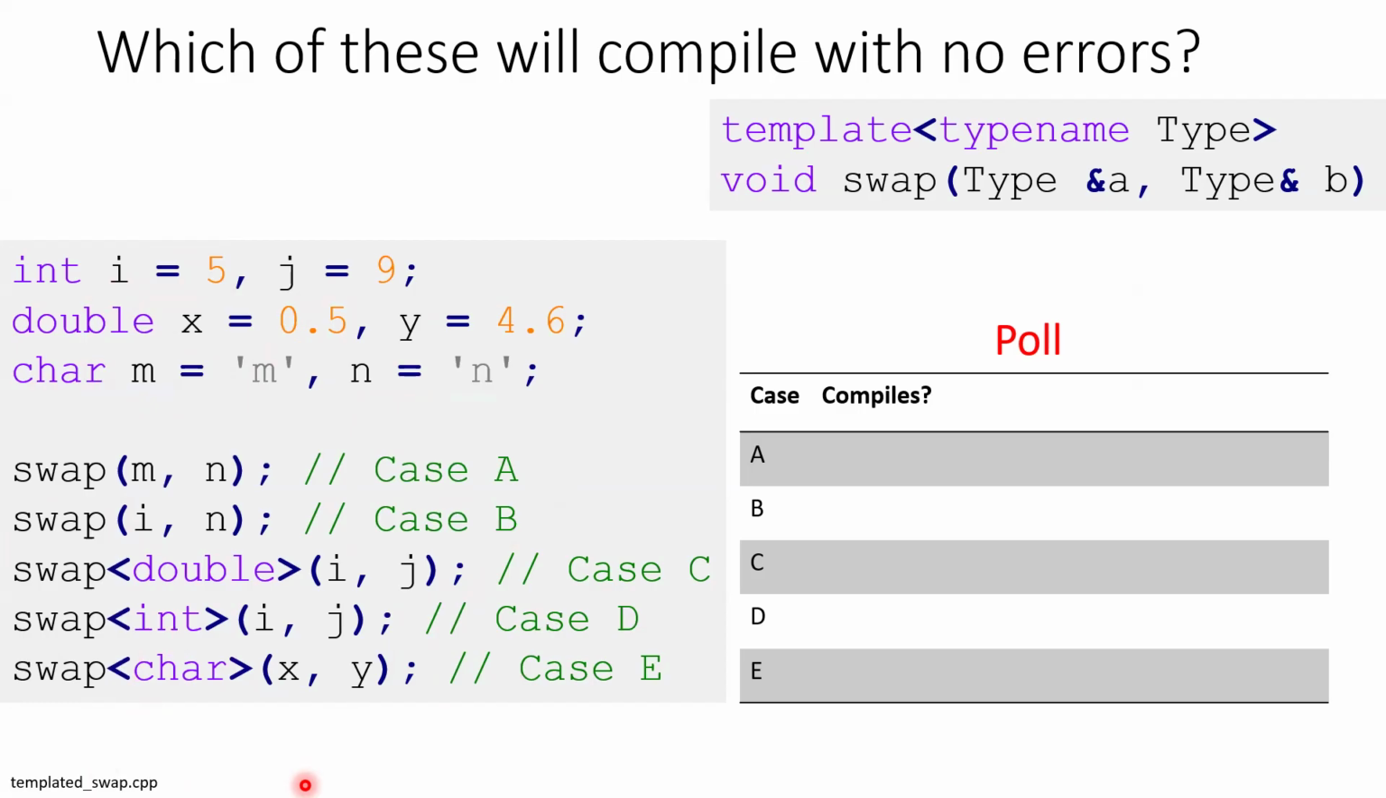Who thinks it doesn't compile? Who thinks case B can compile? Who thinks it doesn't compile? Who thinks case C can compile? Who thinks it doesn't compile? Who thinks case D can compile? Who thinks it doesn't? Who thinks case E can compile? Who thinks it doesn't?